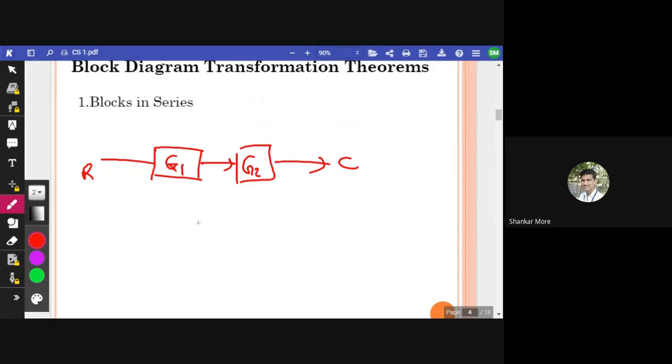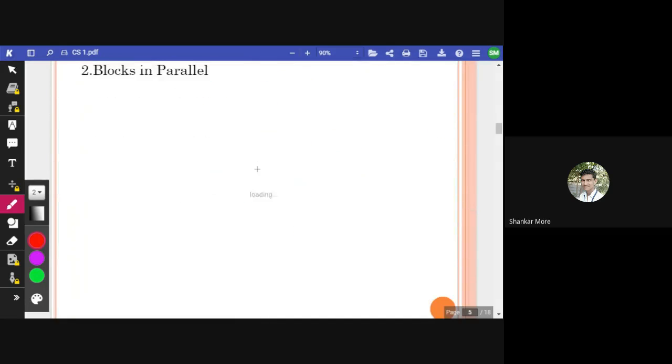So how can we reduce this? Any idea? Addition or multiplication? Multiplication. All right, it's multiplication. All good? So it can be reduced as G1 into G2. This is very easy, the easiest one. Now next we have blocks in parallel.